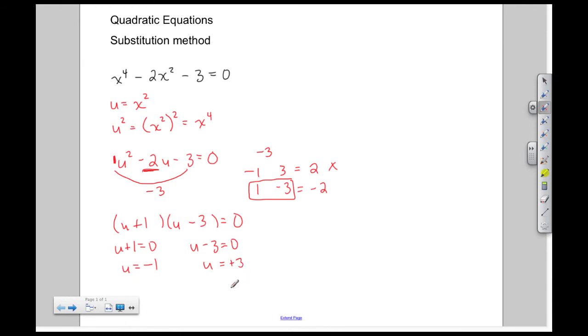Now that things are still in terms of u, I need to switch back to my original substitution. In my original substitution I said that the letter u is the same thing as x squared, so I'm going to continue up here at the top. Instead of writing u, I'm going to write x squared is equal to negative 1 for my first equation here, and then for my second one it's going to be x squared is equal to 3.